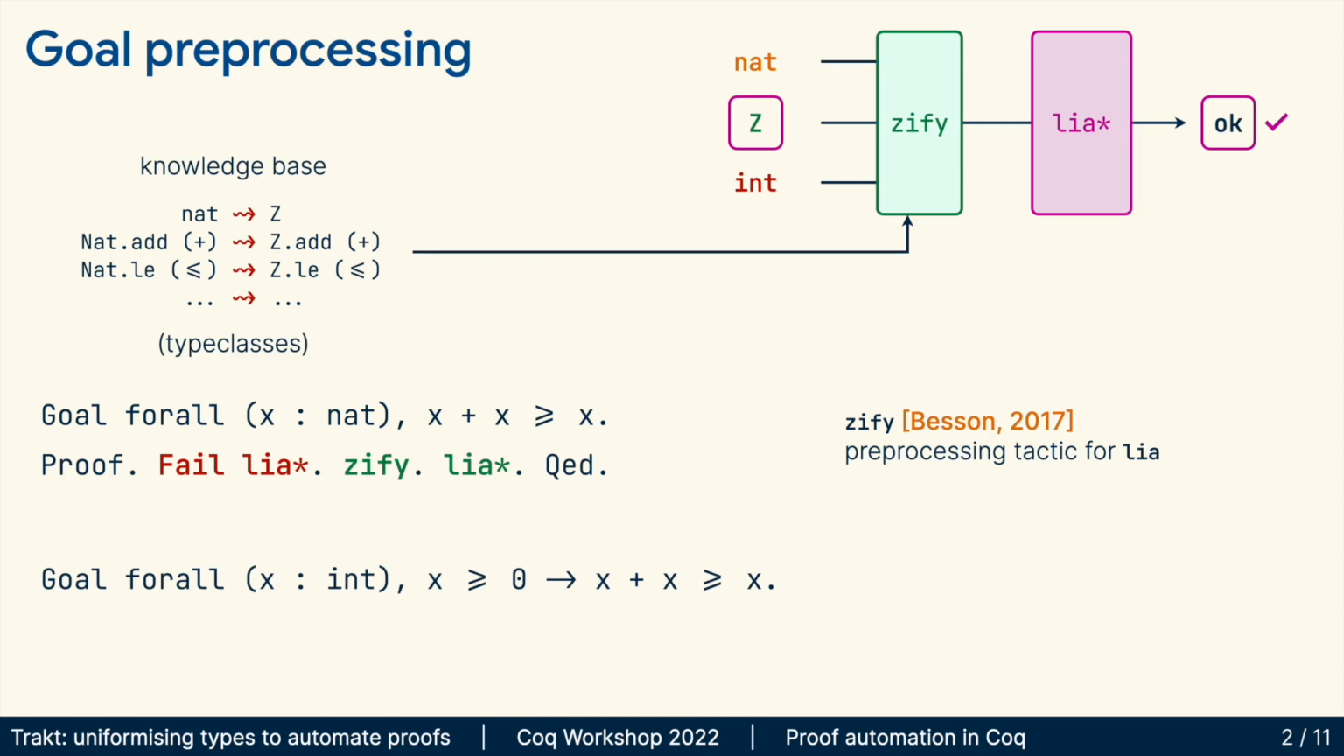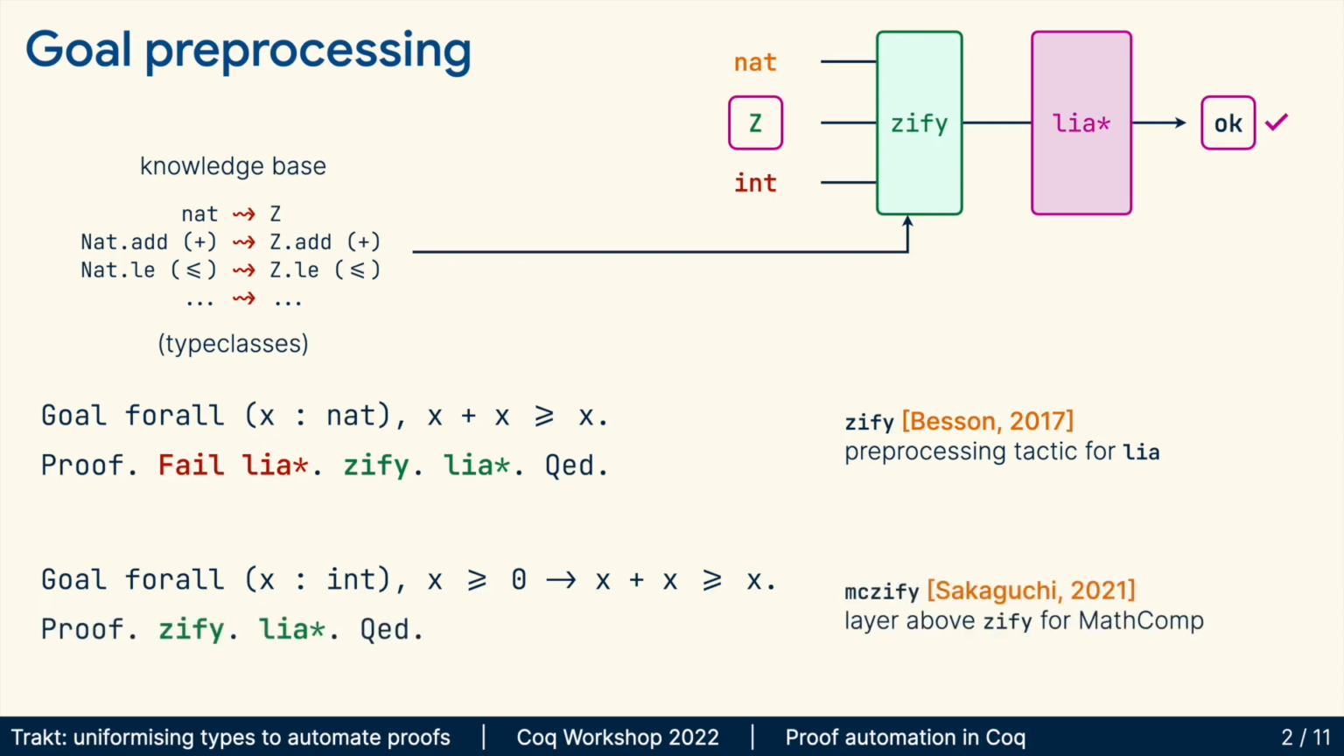If we take an equivalent goal but expressed in another integer type, so int from the MathComp library, we can use another layer above Zify, which is called MCZify. It's a bunch of declarations for Zify specific to MathComp, and thanks to Zify we can run LIA on this goal and it's provable, which shows that the tool is extensible.